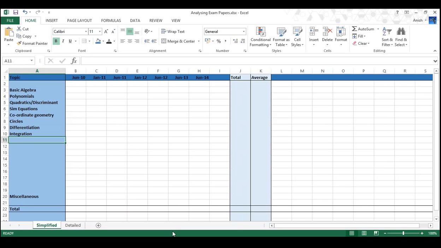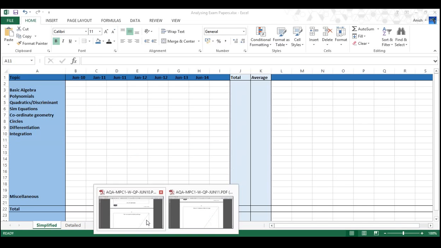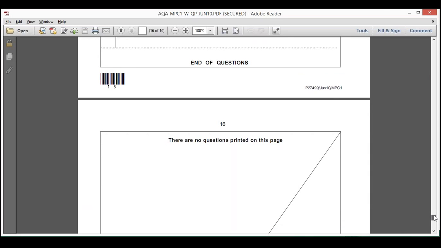So the first thing we need is a bunch of exam papers. We will start with June 2010.